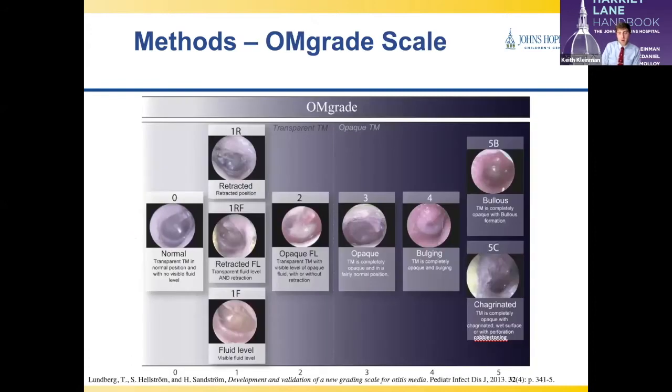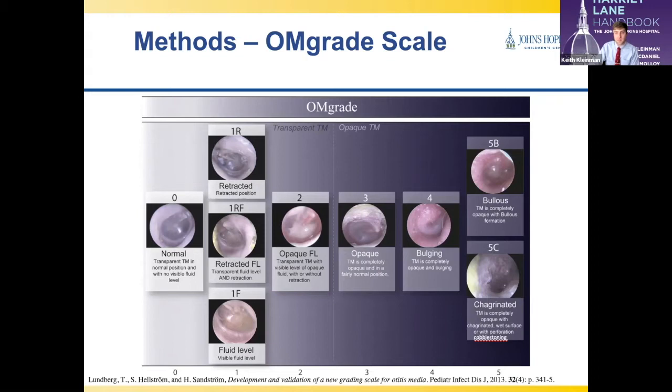What really sets us apart from prior studies that have looked at similar things is the fact that we used a validated scale in order to assess the otoscopic findings. This was developed by Lundberg et al. in 2013, and it's called the OMGrade scale. As you can see, as you move up from 0, which is a normal exam, to up to 5, becoming more and more abnormal, it allowed us to report our findings in a more uniform manner than any study had done previously.